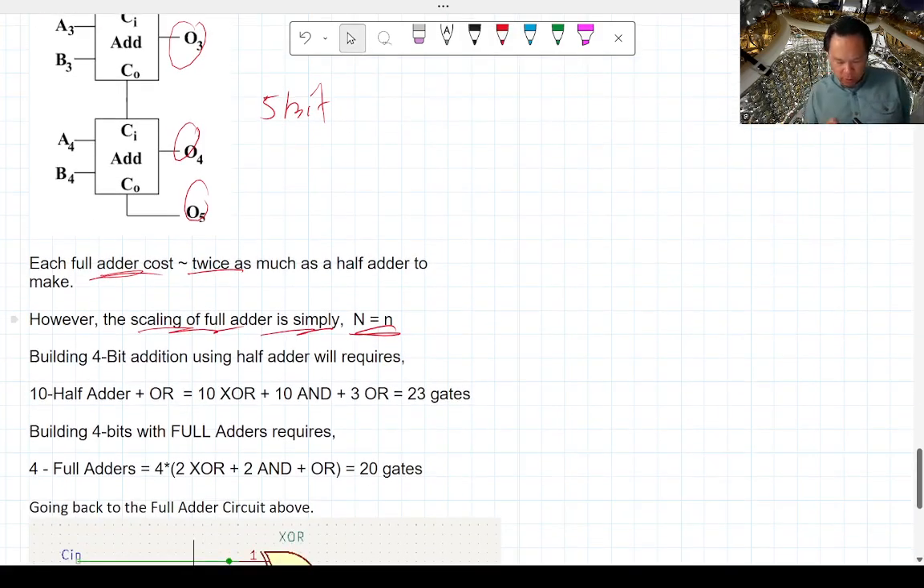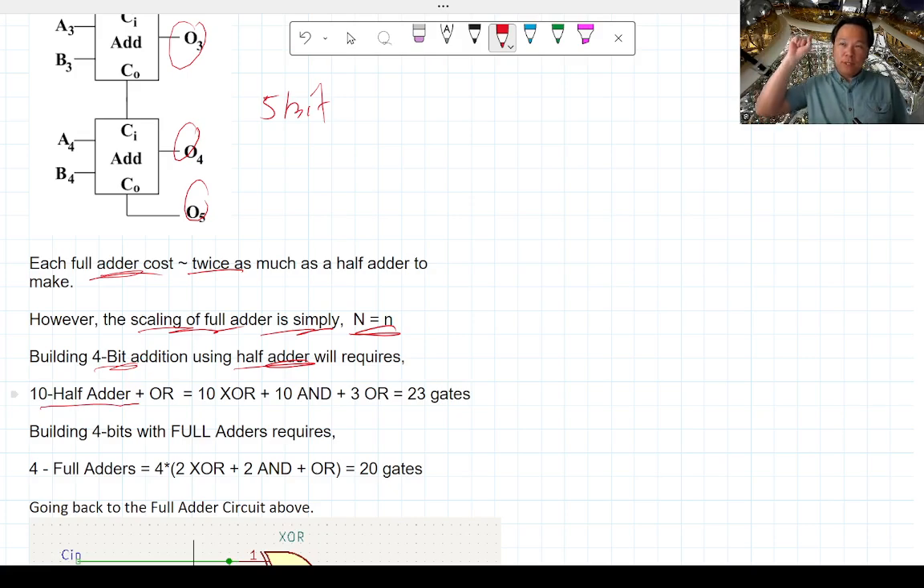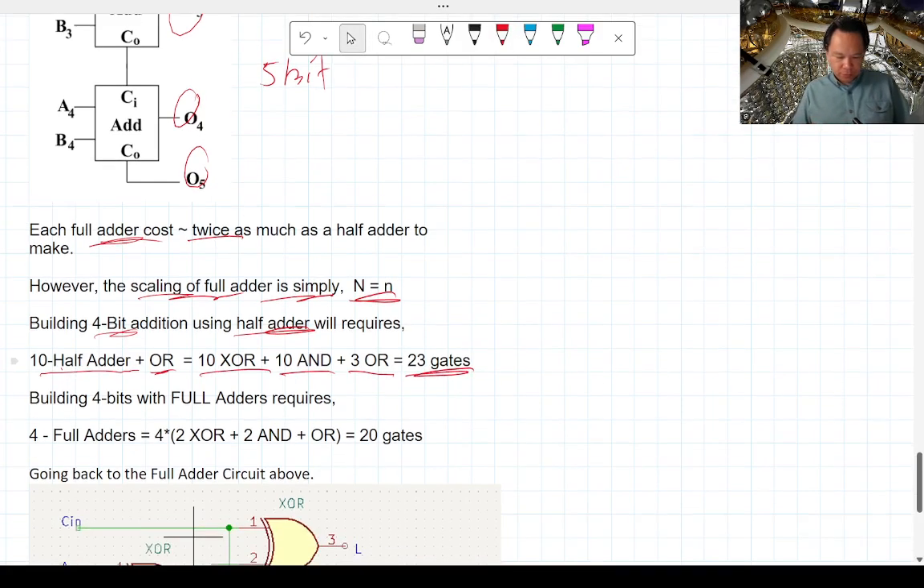So if we do an example where we're doing a 4-bit addition using half adders, that needs 10 half adders because of the 4 plus 3 plus 2 plus 1, plus an XOR, plus a regular OR gate. If you break the half adders into their components, that's 10 XOR, 10 AND gates, and 3 OR gates, a 3 input OR. You have to have 3 OR gates, or a 4 input OR gate, basically. Okay, that's 23 gates.